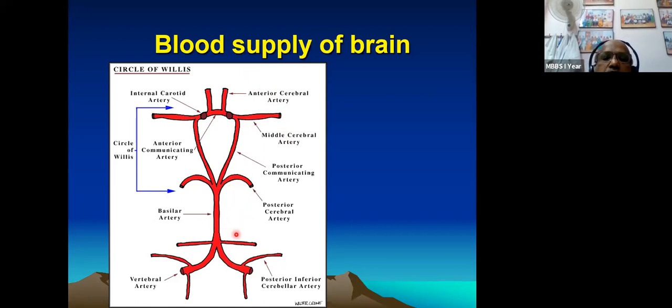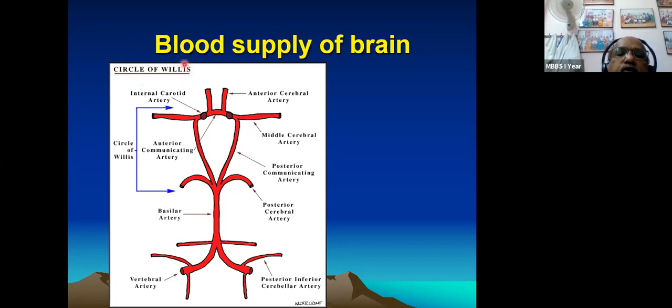This carotid system and vertebral system are communicating with each other through a circle. That circle is called the circle of Willis. Later on you are going to read in detail. If you go to the arterial supply of the brain, we have the carotid system and the vertebral system. From the vertebral system we have the posterior cerebral. From the carotid system we have the anterior cerebral and middle cerebral. Both carotid and vertebral systems are connected together through a circle called the circle of Willis.